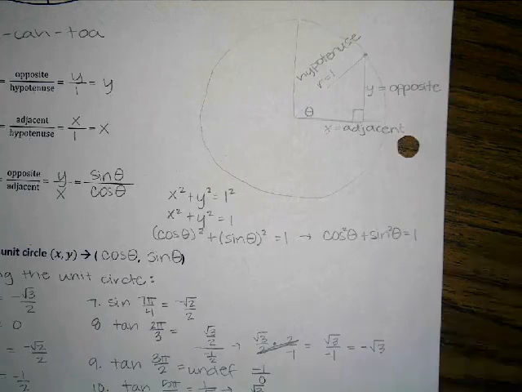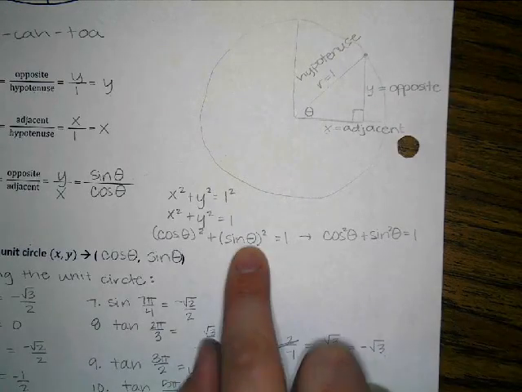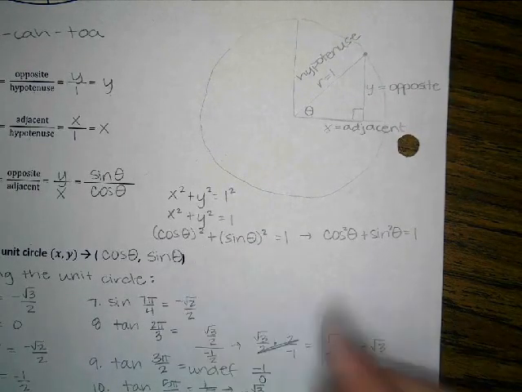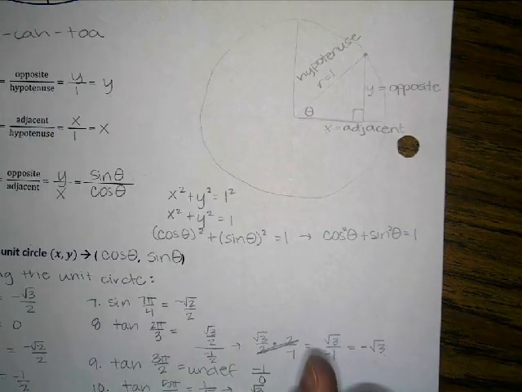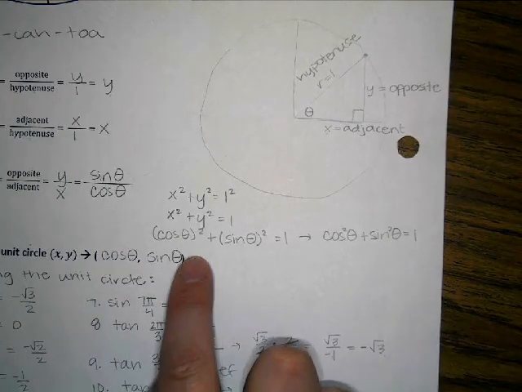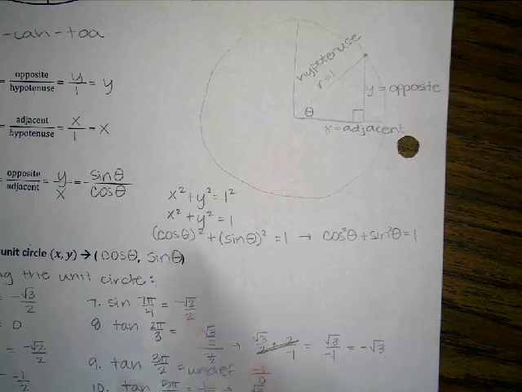Theta is a Greek letter, and it's the variable that we typically use for an angle. Yep, theta, T-H-E-T-A, theta. It's just a variable that we use for an angle. All right, so this is called the Pythagorean identity.